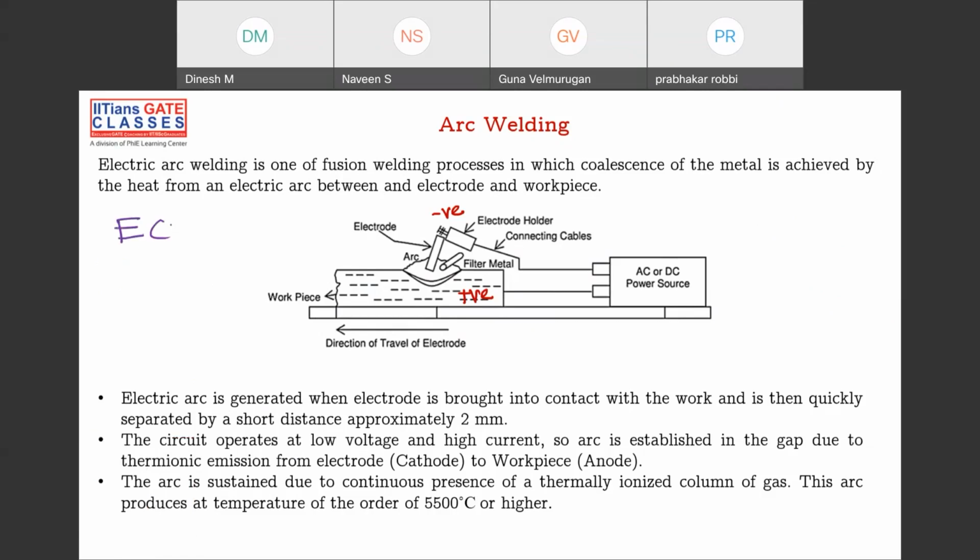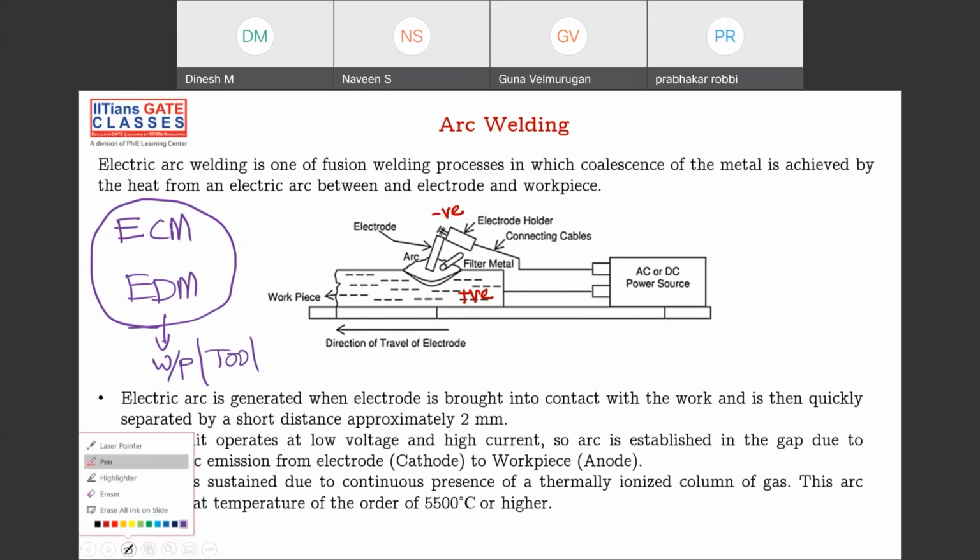Is it not ECM? We have discussed ECM, we have discussed EDM. Remember? In both cases, we provide electricity, and we said that the workpiece and tool both should be electrically conductive. Electron beam welding is different. We are not providing electricity there. We are creating a good column of electron beam. We are not making any terminals there, right? So EDM and ECM are the processes where we are using electricity as the primary thing.